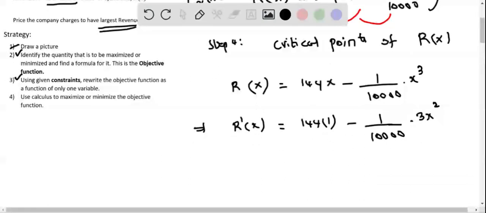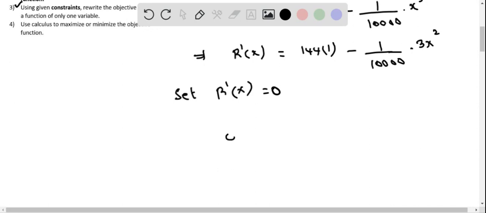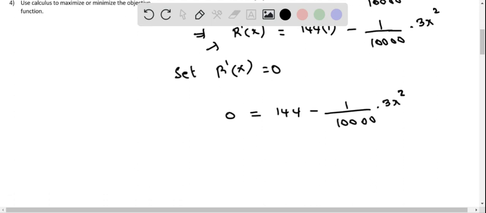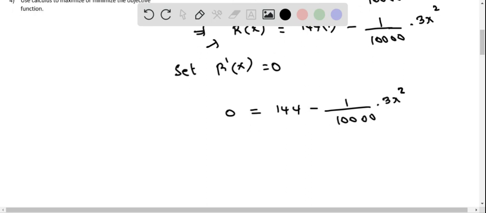Now we have to set this equal to 0 so that we can determine the critical point. So set R prime of x equal to 0. We get 144 minus 1 over 10,000 times 3x squared equals 0. Now let's solve for x from this equation. I'm going to transpose this term to this side, that is this entire quantity.